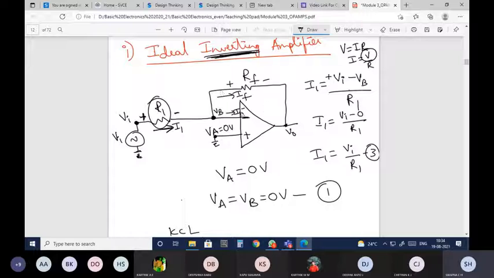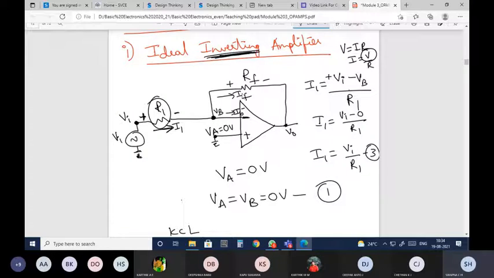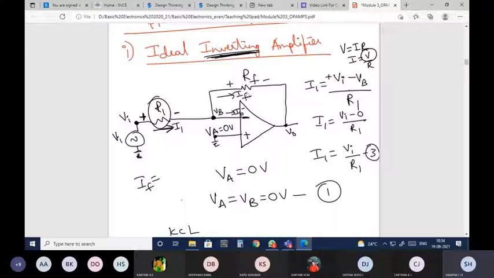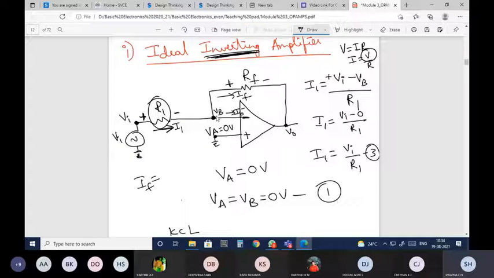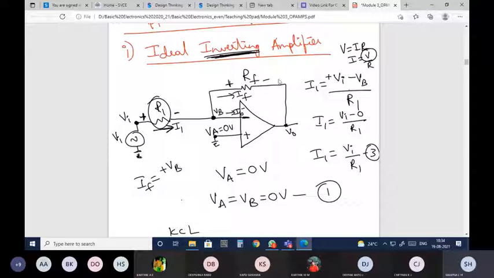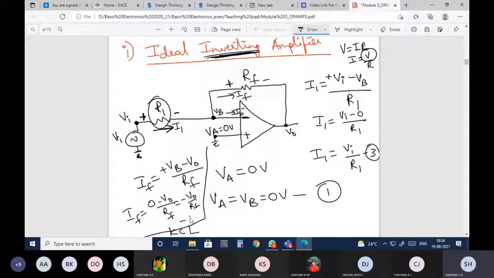Next, IF. IF also I want to represent in terms of node voltages. So IF is nothing but I is equal to V by R. V is nothing but with respect to the terminal voltages, VB minus V0 divided by RF. This is the equation for your IF. And you know that VB is equal to 0. So VB is equal to 0 in the sense IF is equal to 0 minus V0 by RF. So this is nothing but minus V0 by RF. This I'll name as equation 4.